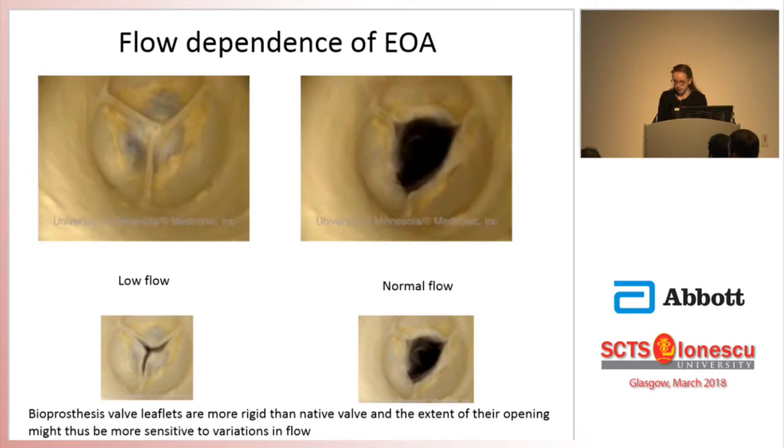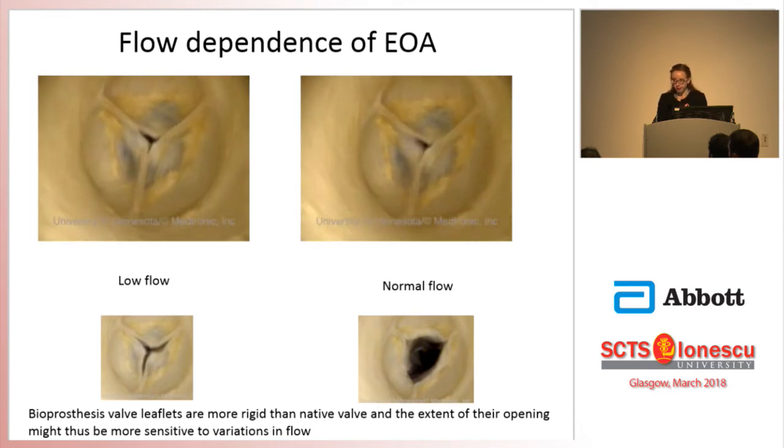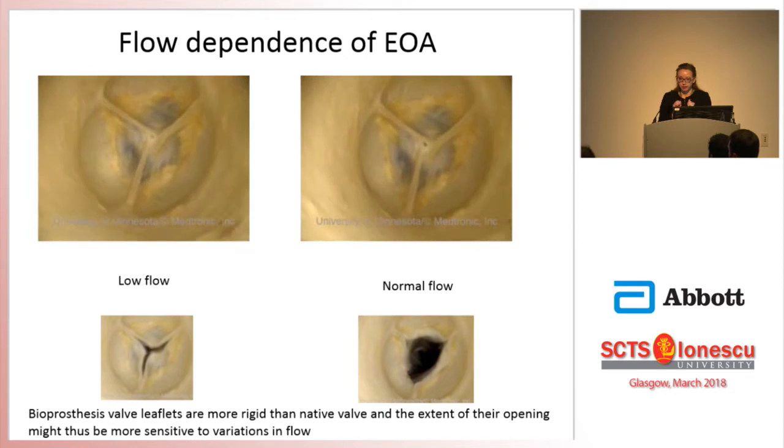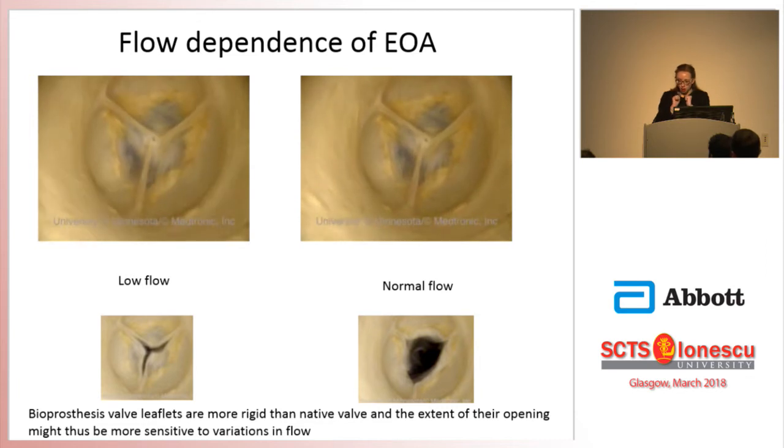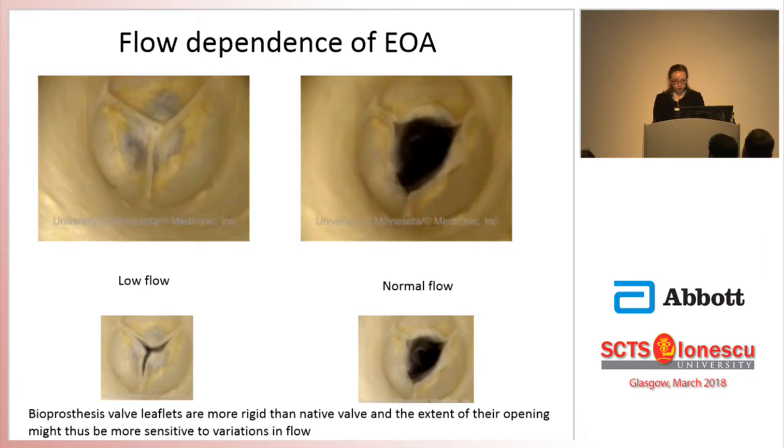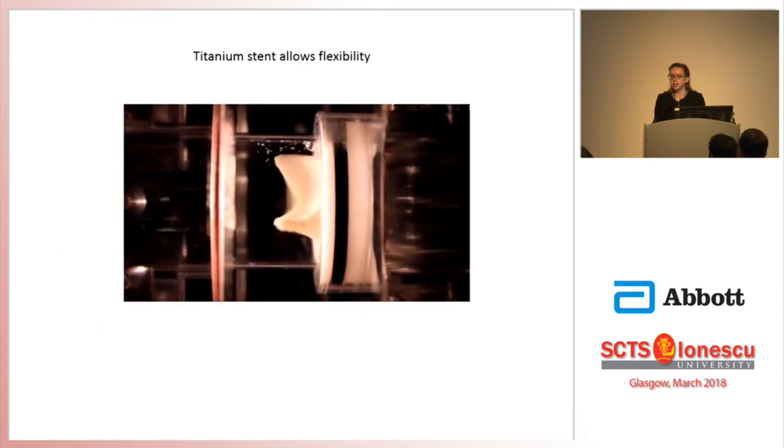And what happened at exercise? Well, flow is increasing, and there is a reserve of opening in this valve, and the increase of flow opens widely the valve area. The other explanation is the high-strength titanium stent with great flexibility, allowing an adaptation to this low flow and high flow status.